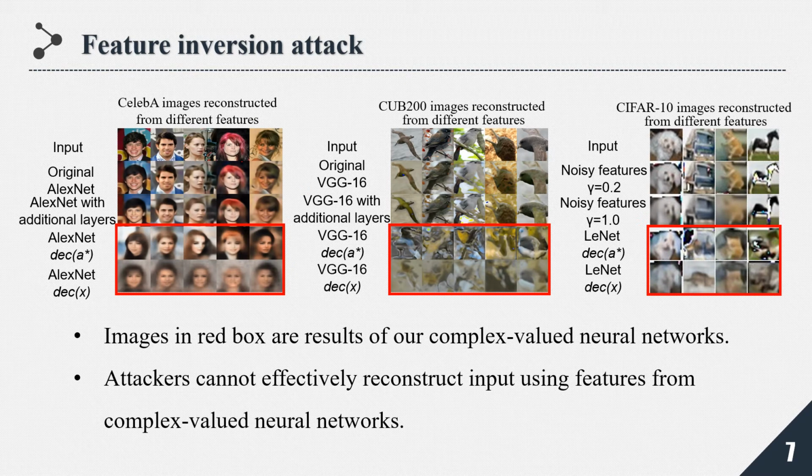Here, we visualize reconstruction results of different networks. The last two rows, that is, images within the red box, are images reconstructed by features of complex-valued neural networks. In the last row, we cannot identify the person in the reconstructed images. Compared with reconstructed images of other baselines, attackers cannot effectively reconstruct inputs using features from complex-valued neural networks.